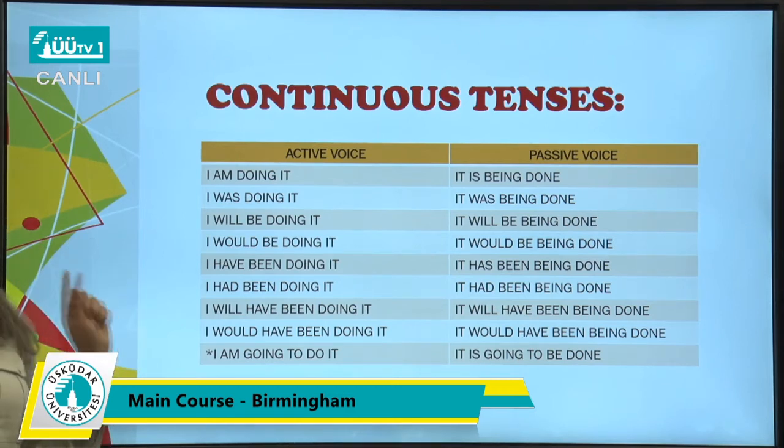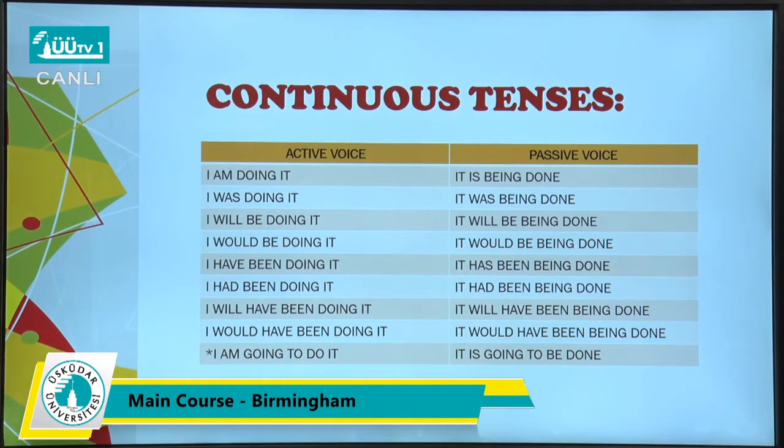Is being done. I was doing it. I was being done. You have to pay attention to the verb and the tenses that you have in order to choose present, past, or future tenses. And remember, being plus past participle for continuous tenses.